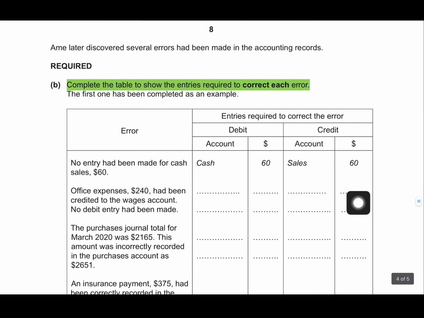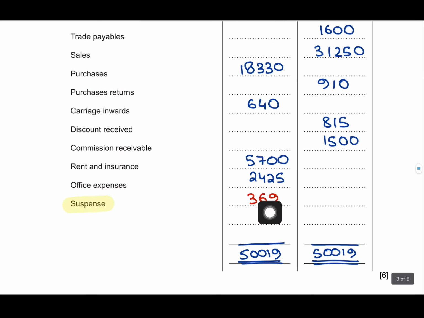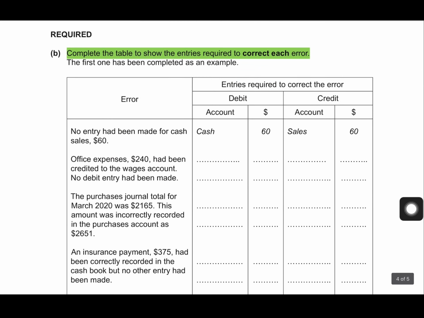It says MA later discovered several errors had been made in the accounting records. Of course, that is why the trial balance did not balance and we had to insert the suspense account. Then we are asked to complete the table to show the entries required to correct each error. The first one has been completed as an example.